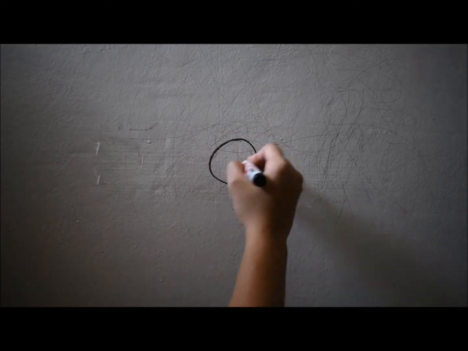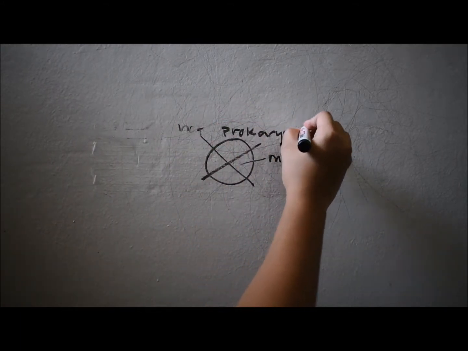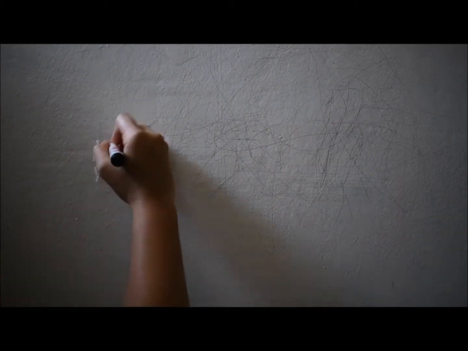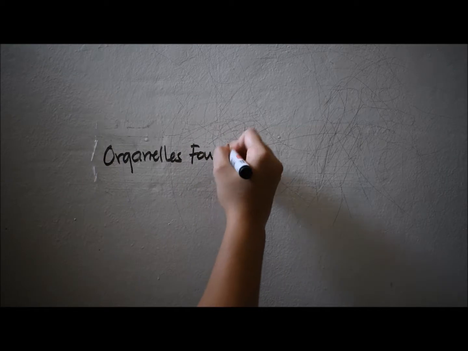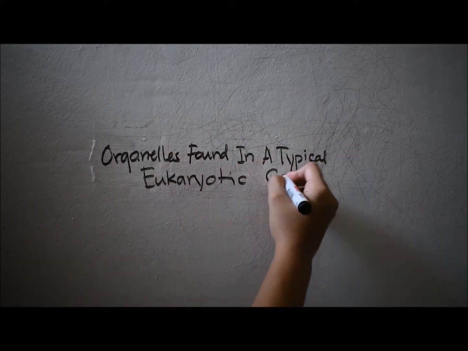Many of the organelles found in cells are made up of or surrounded by membrane and therefore would not be found in prokaryotic cells. But sadly, we won't be delving into prokaryotic cells any deeper because today we will be talking about organelles found in a typical eukaryotic cell.